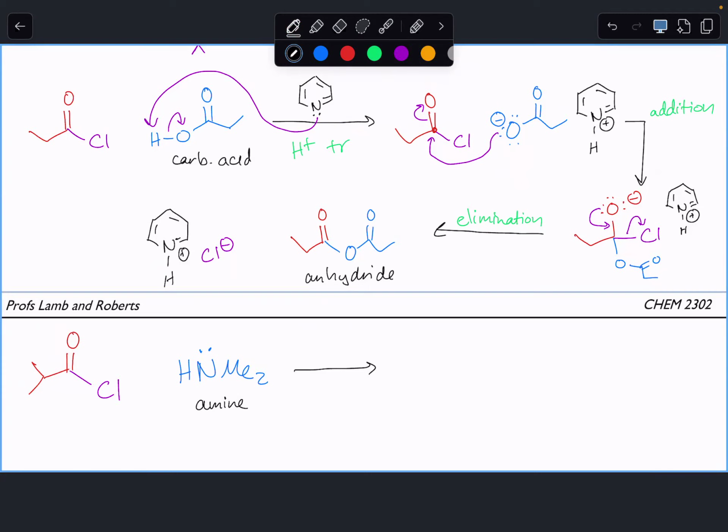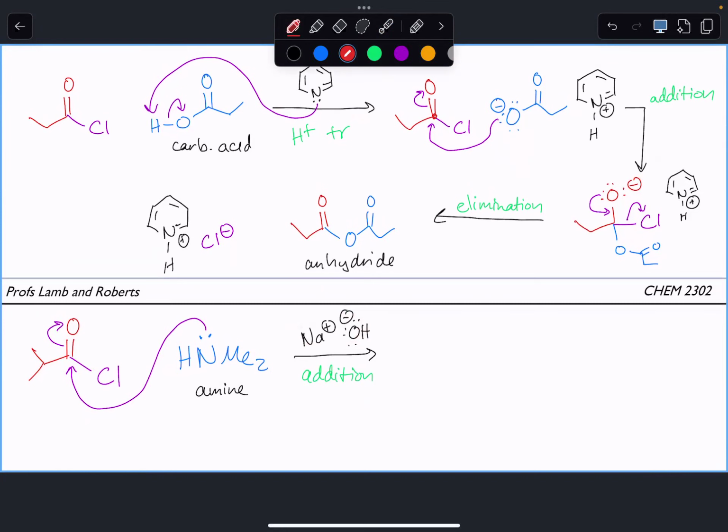But we could add in more base if we wanted to. You don't have to. You can actually just use more equivalents of your amine, but we'll just say as an example, we could do this. So in this case, this base is not strong enough to deprotonate this proton yet. So it's not going to do that. We're going to start with our addition step. So we do our addition step, nucleophile attacks electrophile, break the weakest bond. We will form our tetrahedral intermediate.